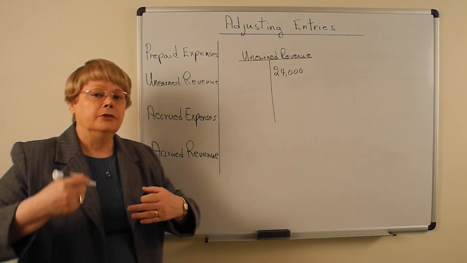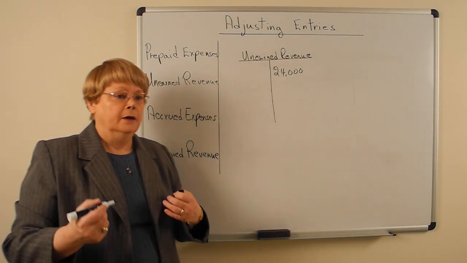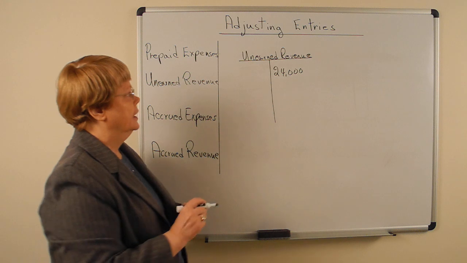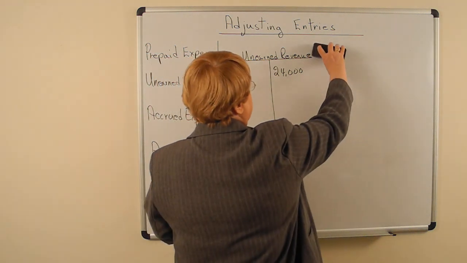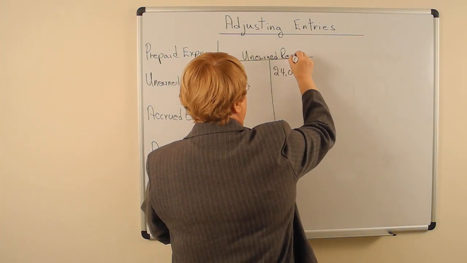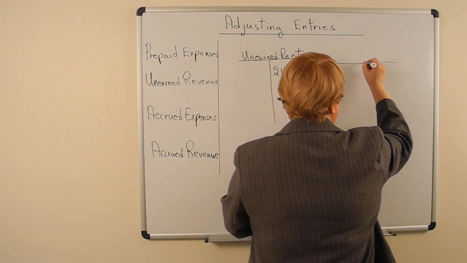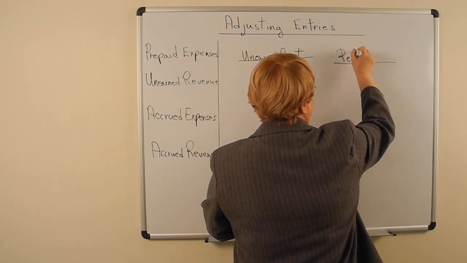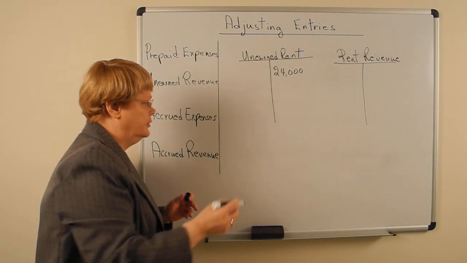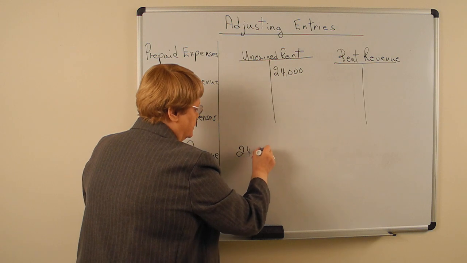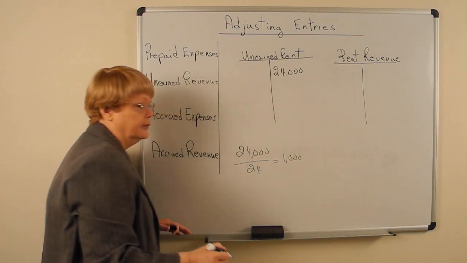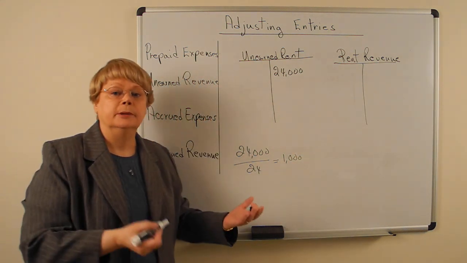But now we've gone through a month's period of time, and we want to make an adjustment. Okay? We now have earned 1 month's rent. And since we're talking about rent, let's change this account to rent instead of just revenue. It could be unearned revenue, but let's call it unearned rent. And over here, we're going to have rent revenue. Okay? So after 1 month, I have $24,000 divided by 24 months. We said 2 years, and that is $1,000 per month that our tenant would be paying us for rent.